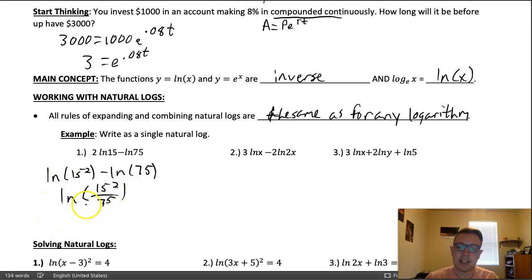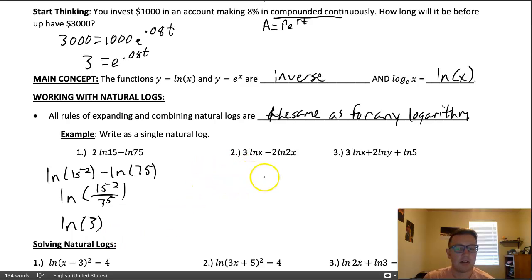Our last step is to make sure that 15 squared over 75 can't be reduced. So we're going to throw that into our calculators. When we do, we put in 15 squared divided by 75. That'll give us 3. So our answer is the natural log of 3.